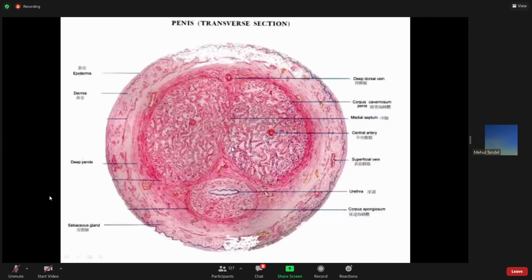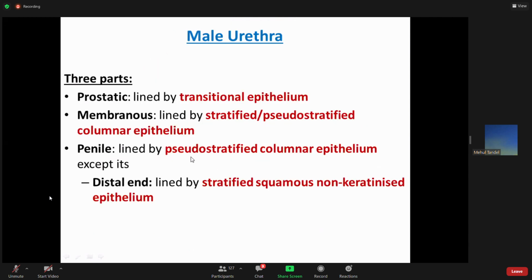Okay, so same structure you can see, corpus spongiosum में urethra होगी. Just remember the epithelium in the urethra. Prostatic urethra is lined by transitional epithelium. Okay, membranous is lined by stratified or pseudostratified columnar epithelium. Penile urethra, that is lined by pseudostratified columnar epithelium except the distal end. Near the opening, it is lined by stratified squamous non-keratinized epithelium.